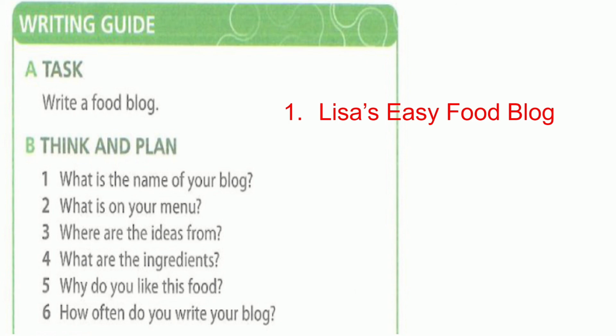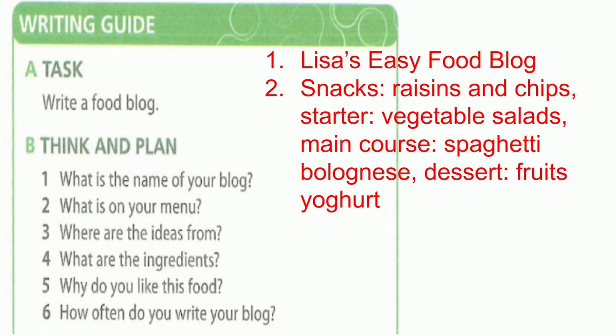Let's refresh on Sally's easy menu blog. What is on her menu? She has a few types of food, right? So what you can write on the menu is, for snacks, you can have raisins and chips. For starter, you can have vegetable salads. Main course, spaghetti bolognese, and dessert, fruits and yogurt. Okay, this is my example. You can write your own.